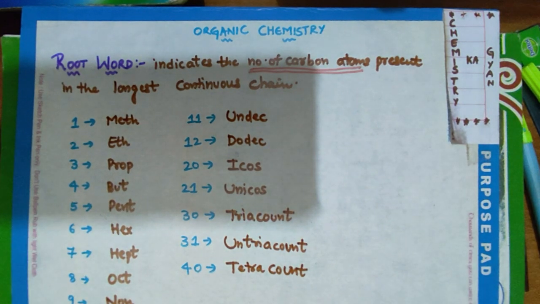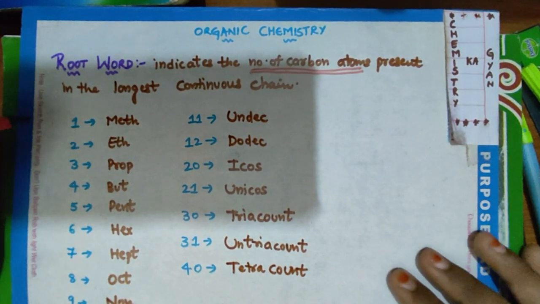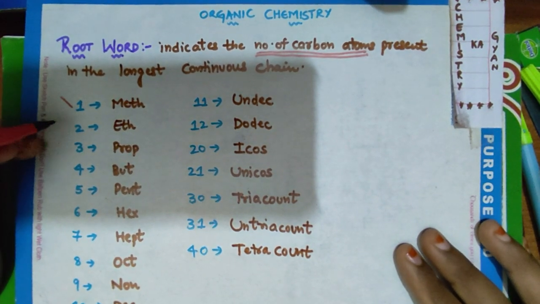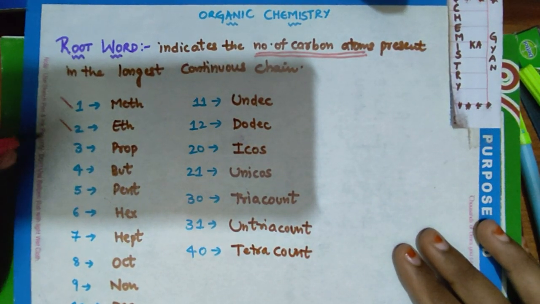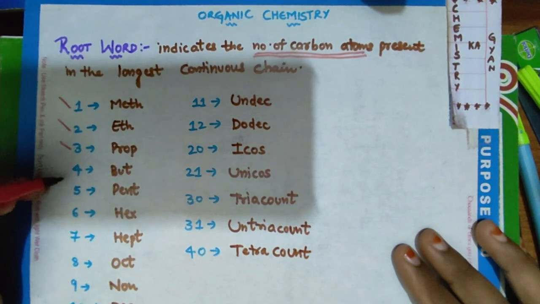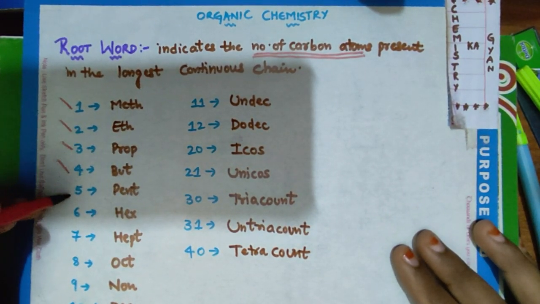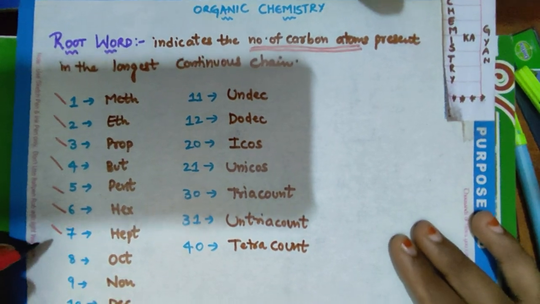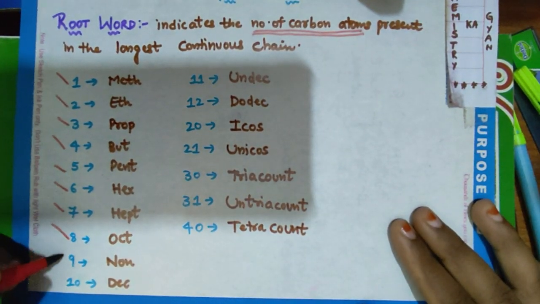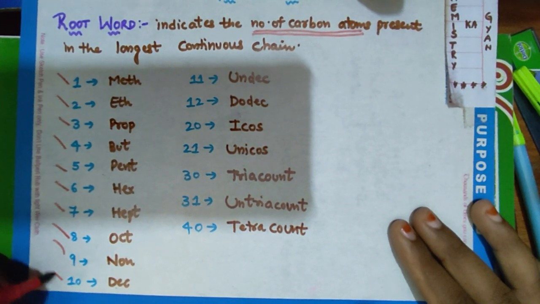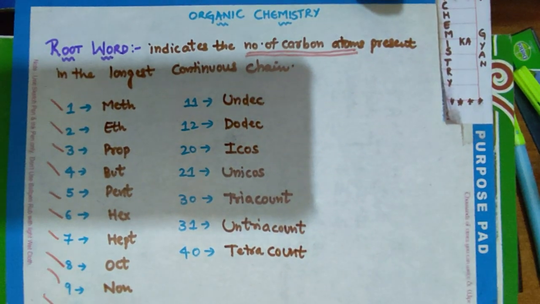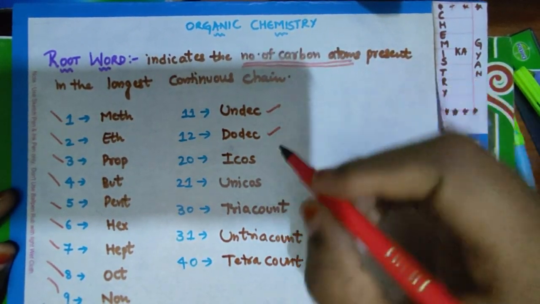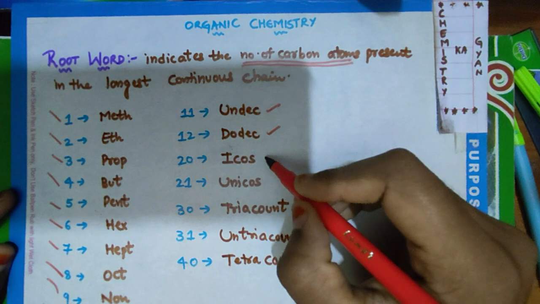If we could see here, if the number of carbon atoms is 1, it is called meth. If the carbon atoms are 2, it is eth. If 3, then prop. 4, but. 5, pent. 6, hex. 7, hept. If 8, oct. If 9, non. If 10, dec. Now, if it is 11, it is undec. If it is 12, it is dodec. If it is 20, it is icos.